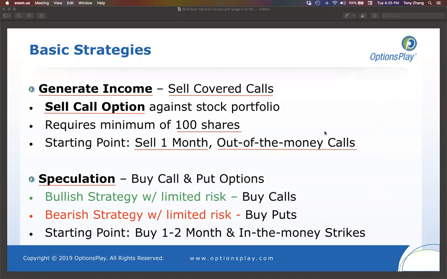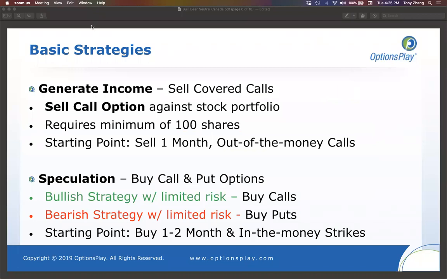So an out-of-the-money call option refers to a strike price that's above the current price of the stock. So if you have a stock that's currently trading at $100, you might want to sell a call option at maybe 105. So above the current price is where you want to consider selling that covered call. So that is a basic strategy on how to generate income utilizing options. I'm going to come back to this to give you some more concrete examples.